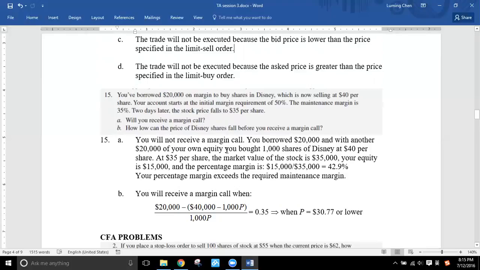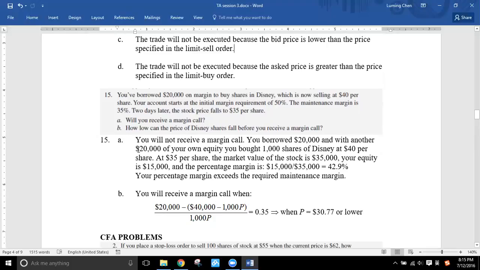And you can buy 1,000 shares of Disney at $40 per share. So now if the stock price falls to $35 per share, the market value of the stock is $35,000, which is 35 times the 1,000 shares. Your equity is now $15,000, because the $5,000 loss will be on you instead of on the broker who lent you money.